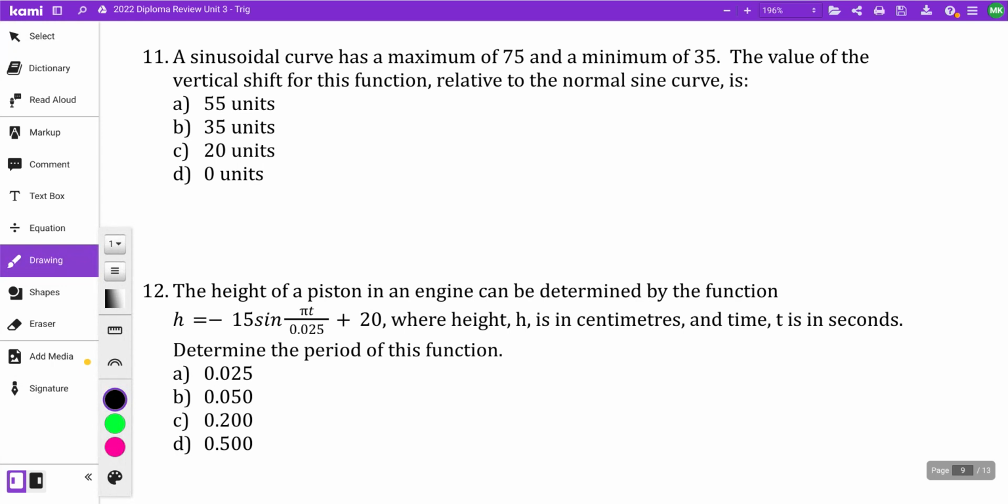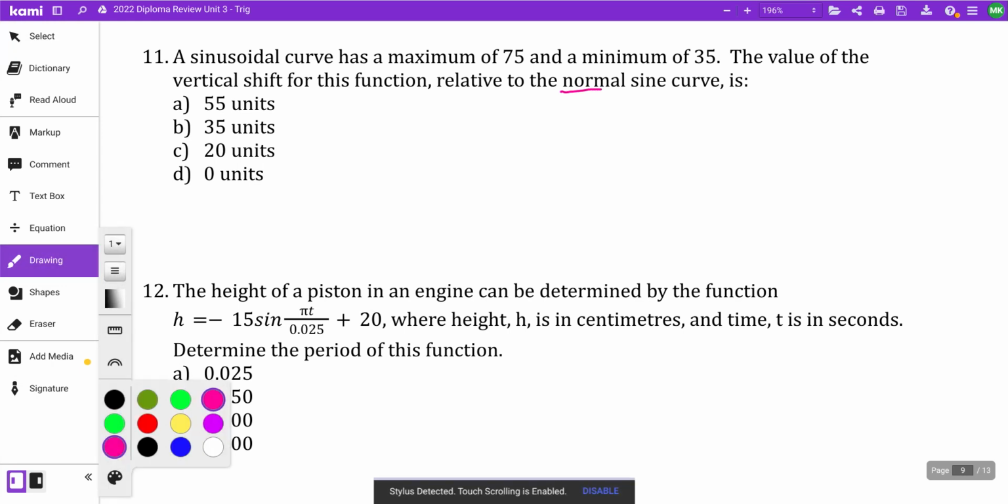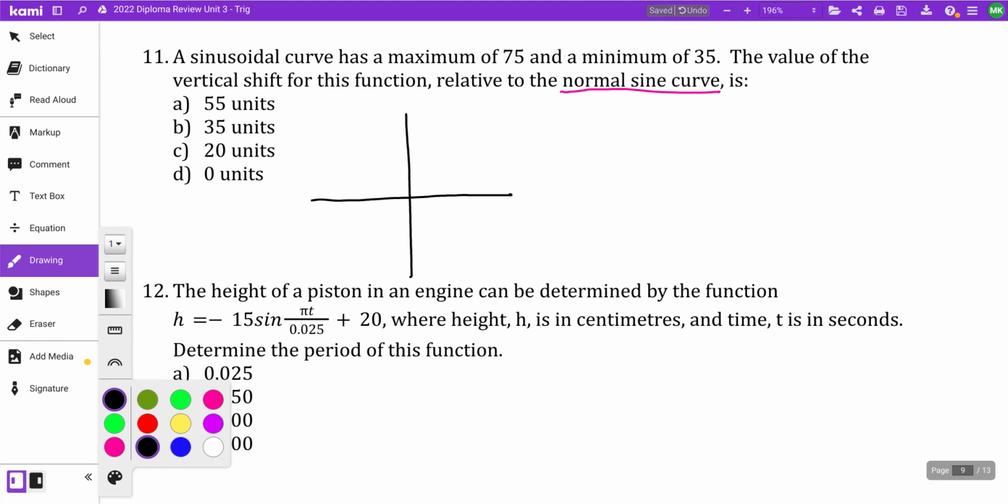All right, let's talk about that thing. The normal sine curve, like the mother function of the sine curve. Draw it quick. Should look like this. If you don't know it, you can always just graph y equals sine x, and then it would tell you it, right? It starts right at the middle. It goes up and then down.